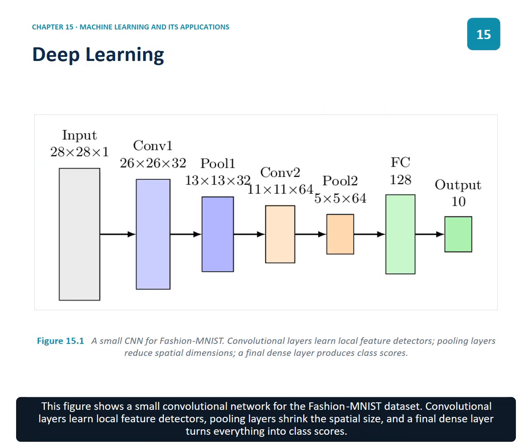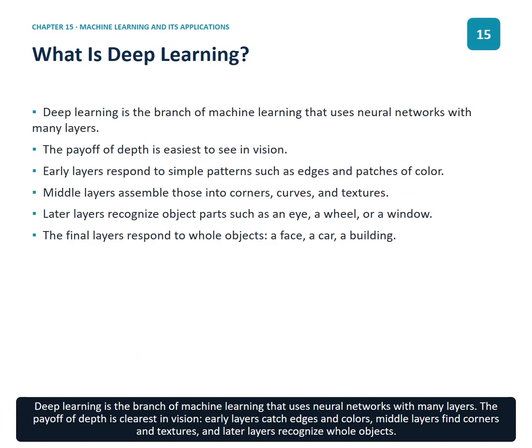This figure shows a small convolutional network for the Fashion MNIST dataset. Convolutional layers learn local feature detectors, pooling layers shrink the spatial size, and a final dense layer turns everything into class scores. Deep learning is the branch of machine learning that uses neural networks with many layers. The payoff of depth is clearest in vision. Early layers catch edges and colors, middle layers find corners and textures, and later layers recognize whole objects.